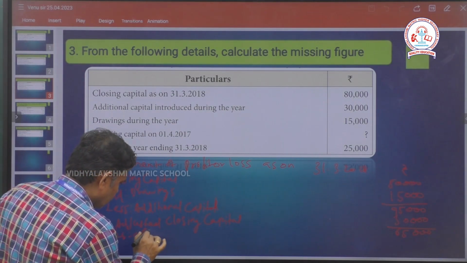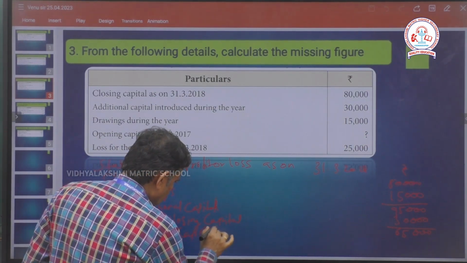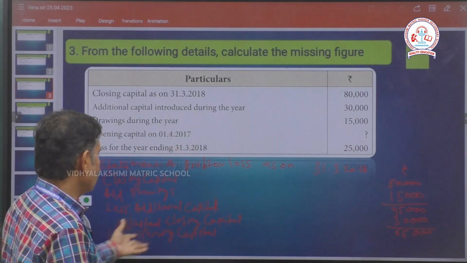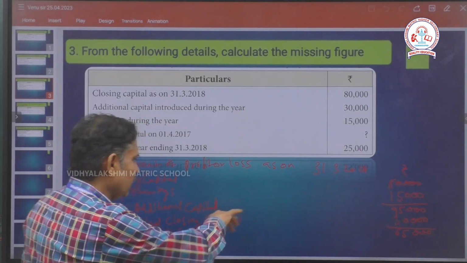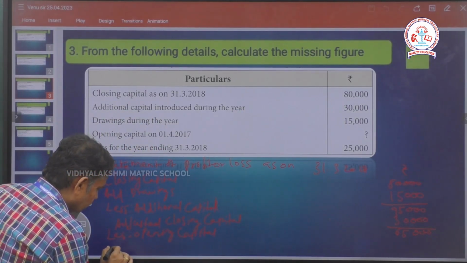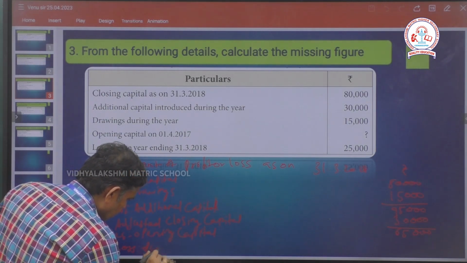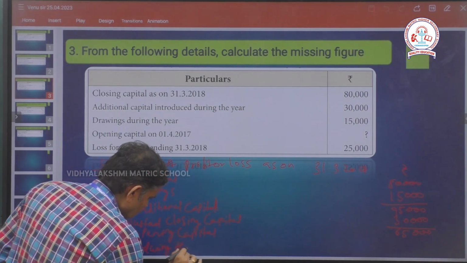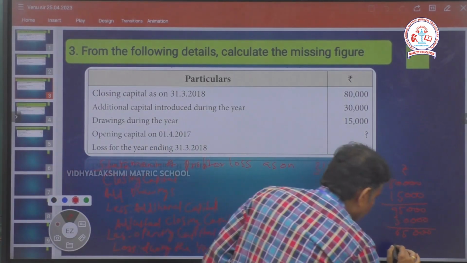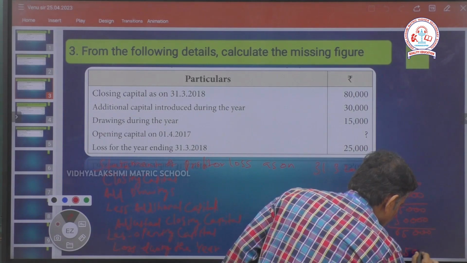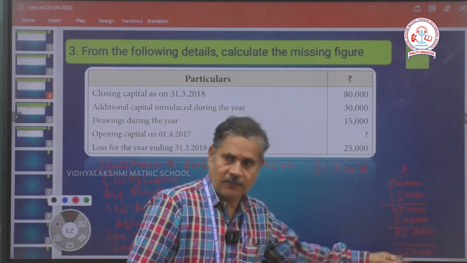Less opening capital. But in your question, there is no opening capital. That is what we have to find out, the given question mark. So after that, you can write here loss during the year, the last entry. How much is given? 25,000. So here adjusted closing capital 65,000.